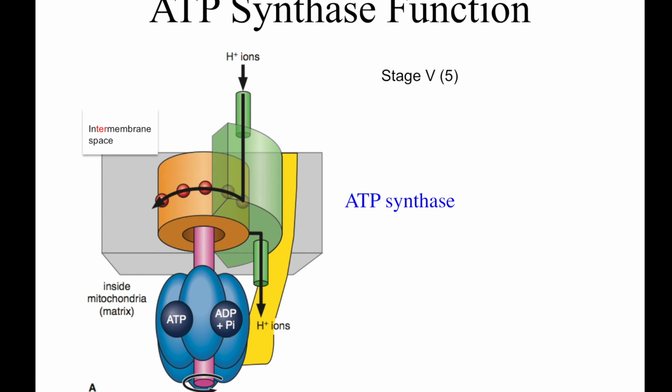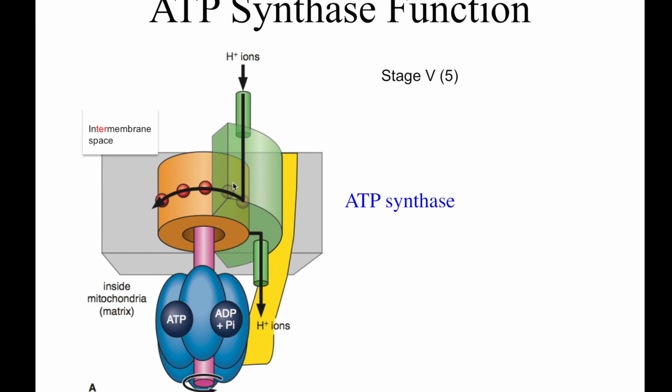Okay, stage 5. This is where you're actually going to really make some ATP. There's this protein complex called ATP synthase that is sitting in the inner mitochondrial membrane. And what it does is, as those hydrogens from the intermembrane space that build up, they want to move back downhill because there's lots more hydrogens now in the intermembrane space than there is in the matrix. They want to move back downhill because there's a pH gradient.